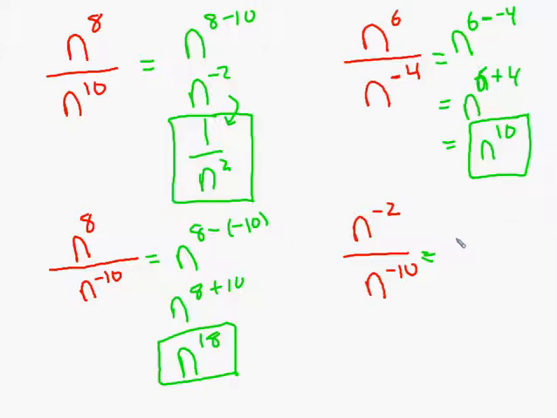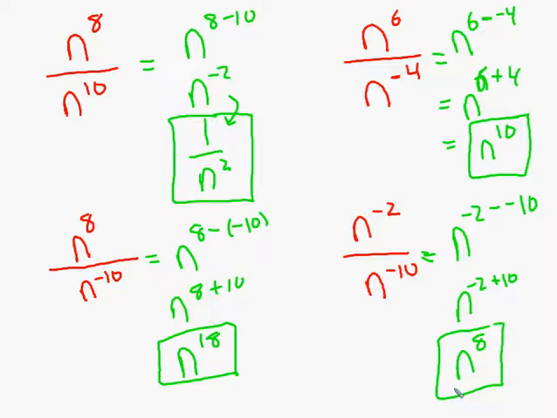Yeah. And then we do -2 minus -10, which is -2 plus 10, 8. Okay? All right.